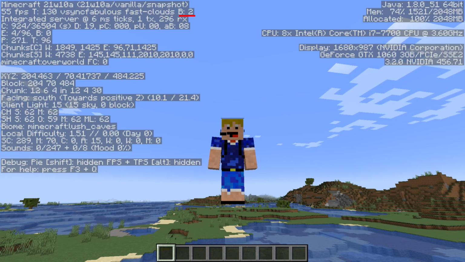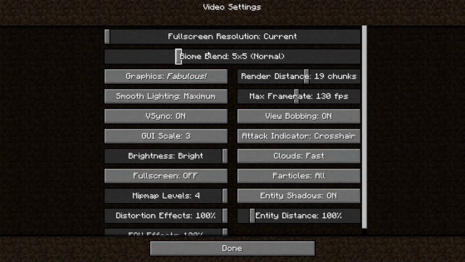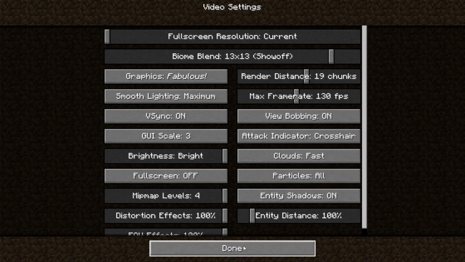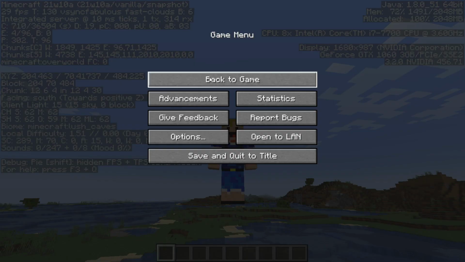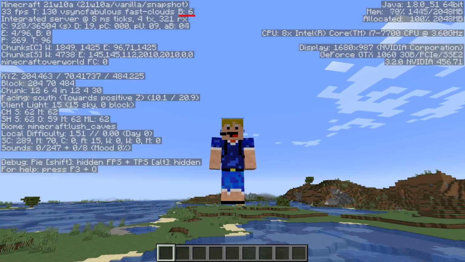Afterwards there's also a B, and this displays the player's biome blend setting. That's once again in video settings. We have biome blend up here on 5x5 normal. If we increase this to, for example, 13x13, then we will see that the B up there is set to 6. With this you can see which biome blend setting you have enabled without going through the settings.